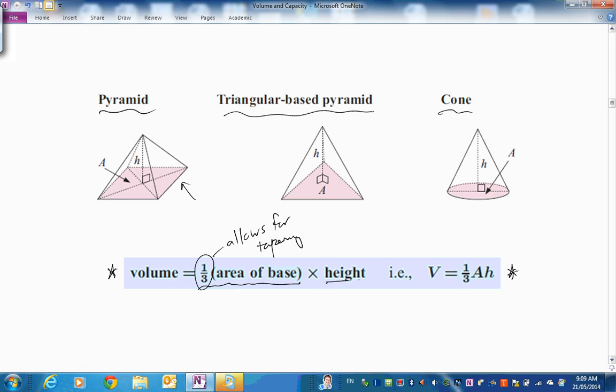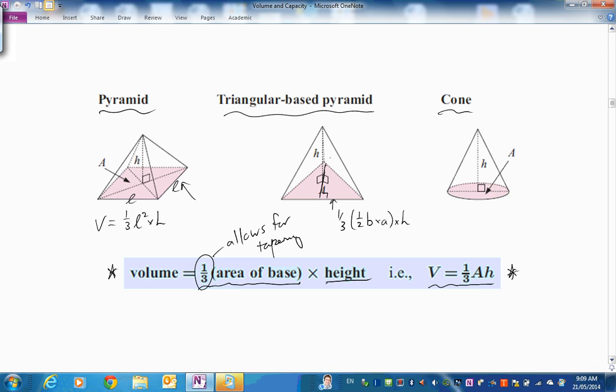Okay, times the height. So here, an example might be that we write down a third A times H. So this one here, the volume is a third, what do we kind of call the base? Length by length. A third L squared times H. This one here, a third the area of the base, which is a half base times, let's call that the altitude there. Base times altitude, and then the height.